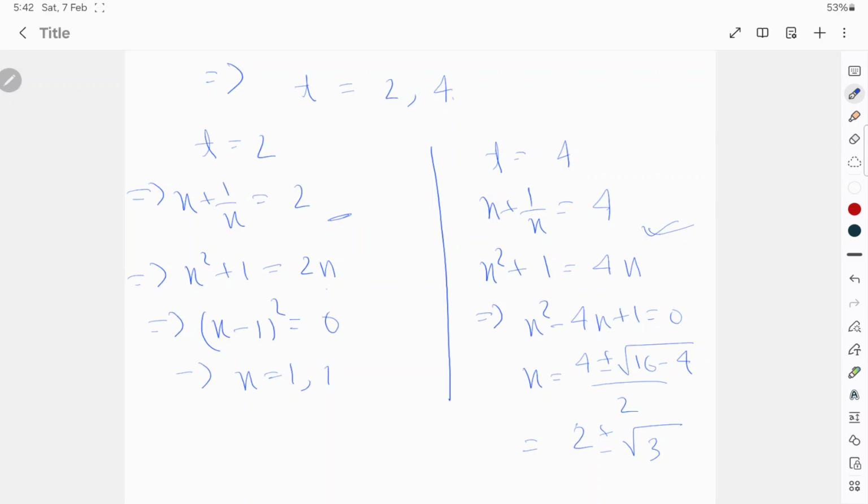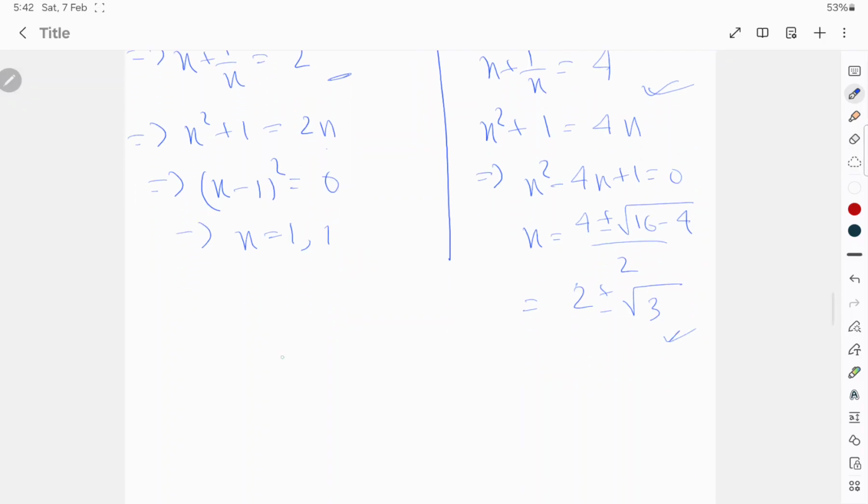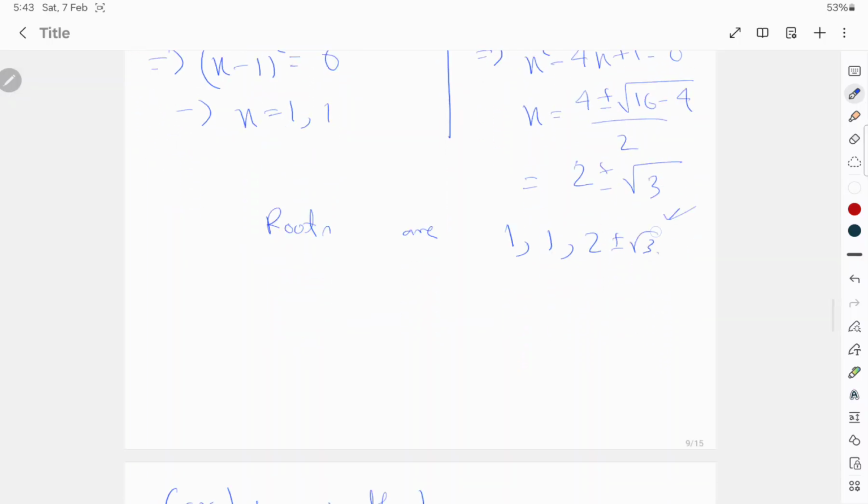x square plus 1 is equal to 4x. So x square minus 4x plus 1 is 0. From there you just use the Siddharacharya rule, and from there you are getting these two roots. So the roots are 2 plus minus root 3, right? So in this way you have to complete.